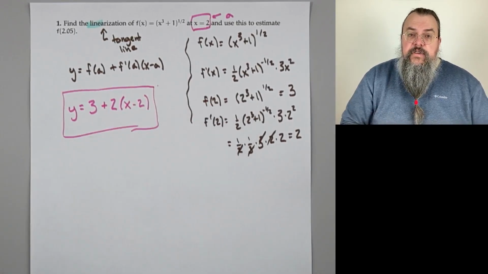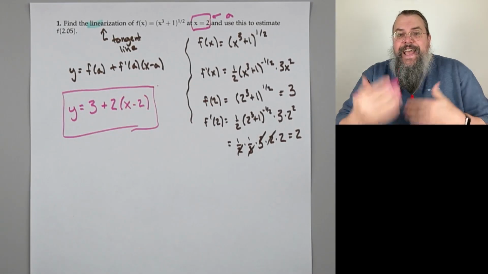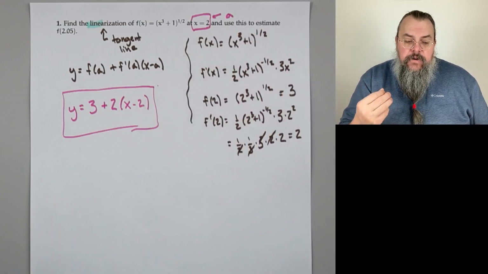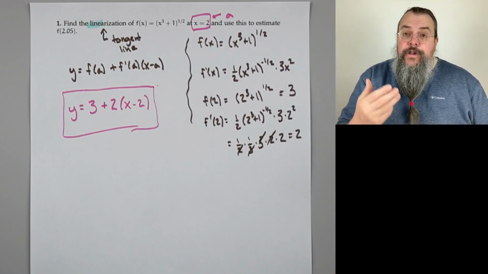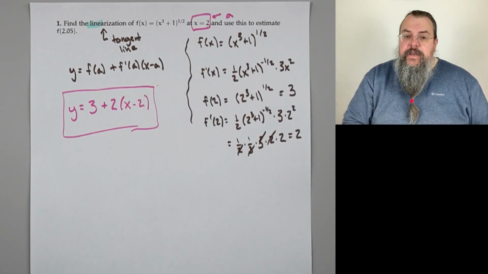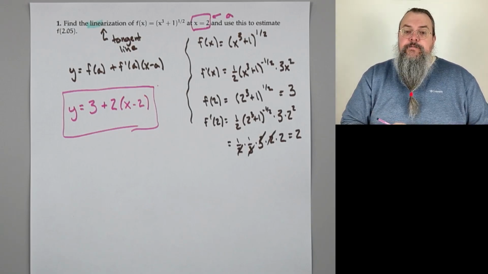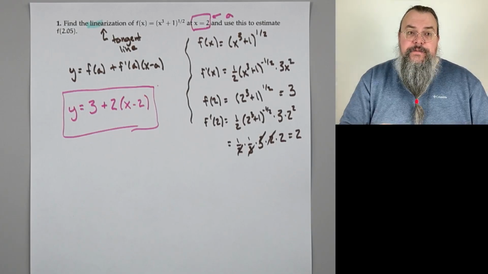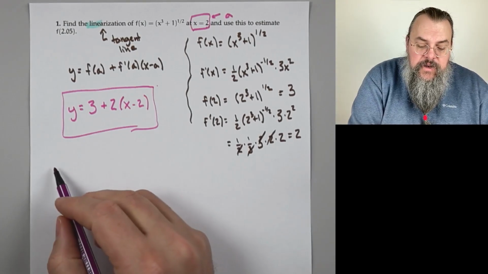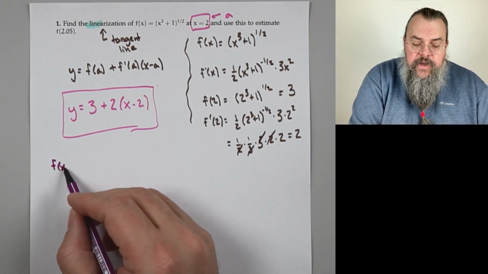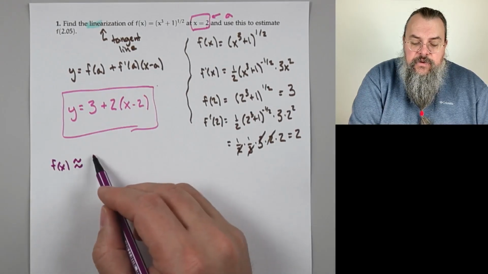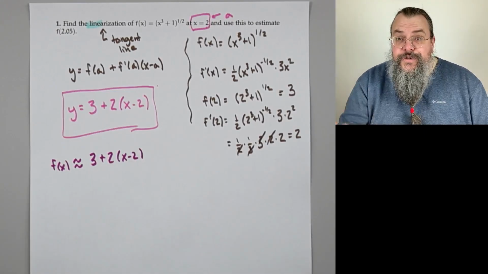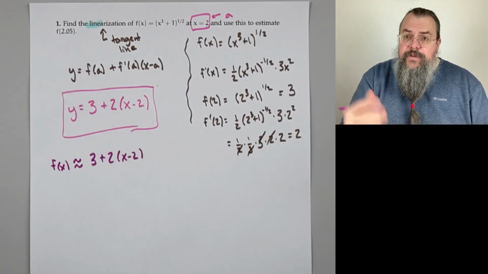That's our linearization. But there's also the 'and' part: and use this to estimate f of 2.05. And now we get into, what is linearization all about? It's a line, right? It is a line. It's not just any line. It's somehow the line which is best approximating the function. So the idea here says our function f of x is very close to 3 plus 2 times x minus 2, as long as we're close to 2. Now 2.05 you could argue is close to 2.